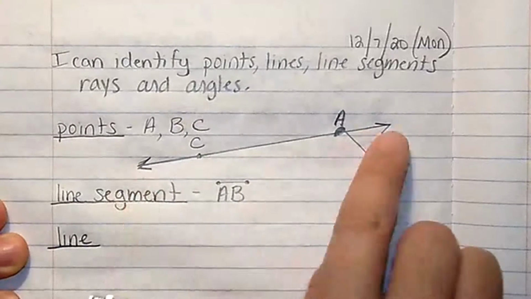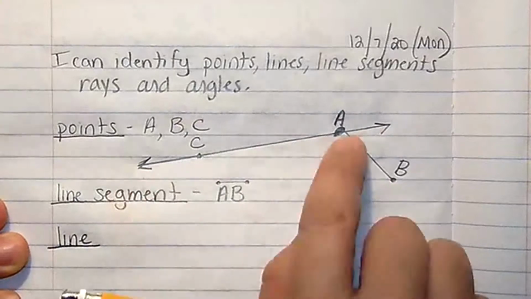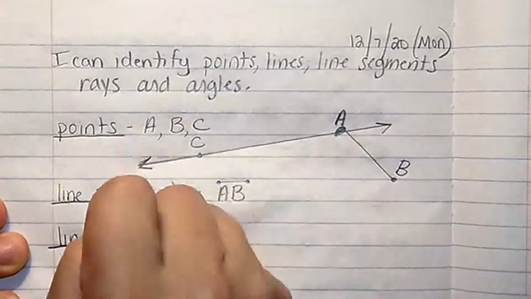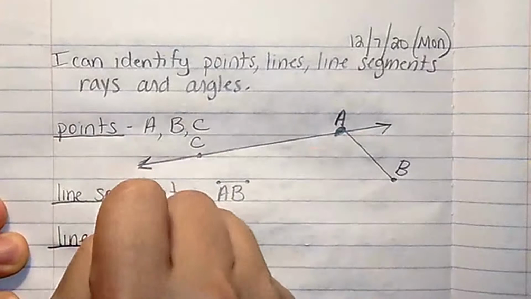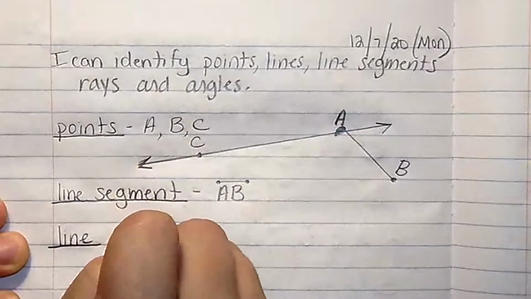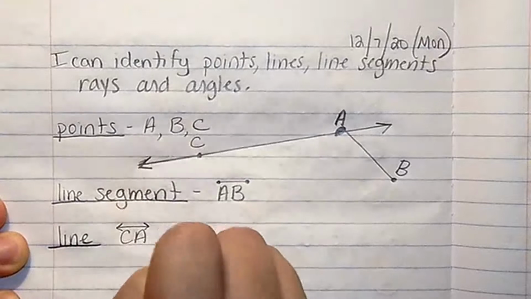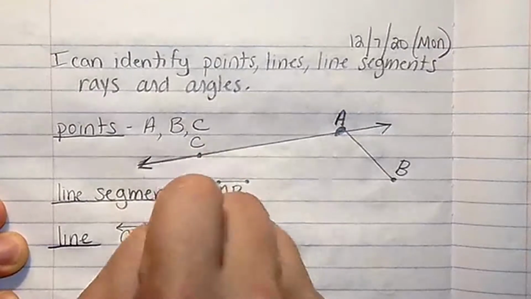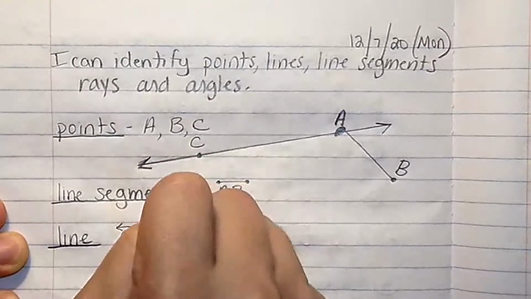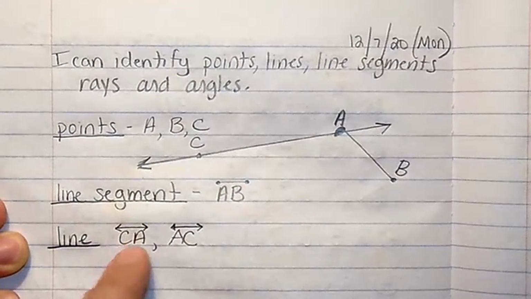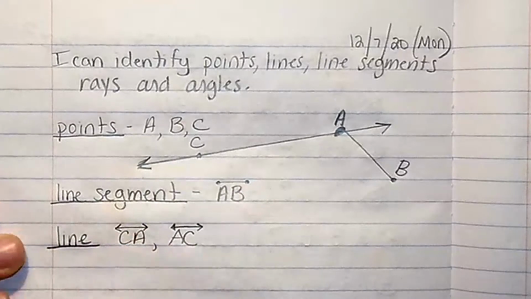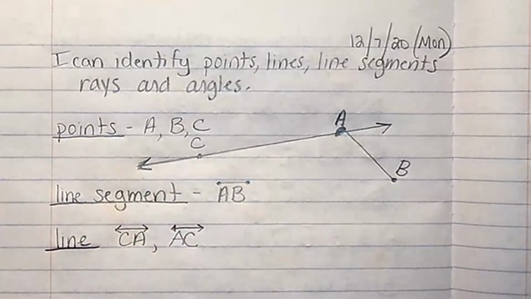And what's the name of this line? Well, it's line CA or AC. And when I write it, I make the little mark above it that shows that it's a line that keeps going in both directions. It has an arrow in both directions. So we call this line CA or line AC. That's the shorthand, the short way to write it.